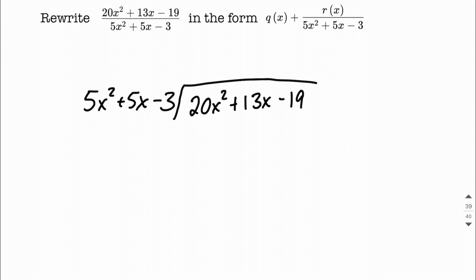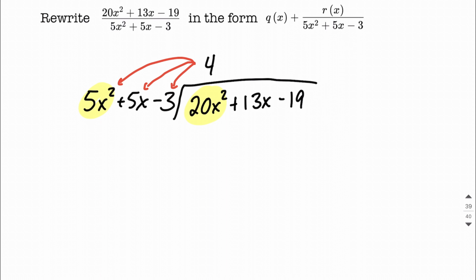So next we want to get started by focusing on these very first terms. And we think to ourselves, 5x squared multiplied by whatever we put in the quotient up above is going to make exactly 20x squared. So in our case, if we said 5x squared multiplied by 4, we're next going to take that 4 and distribute it to each one of these terms in the divisor.